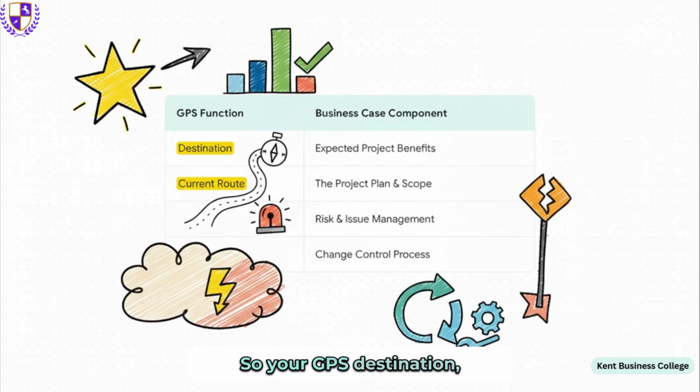So your GPS destination? Well, that's the project's benefits, the value you're supposed to deliver. The current route is your project plan and scope. Those annoying traffic alerts that pop up? That's your risk and issue management, warning you about trouble ahead. And rerouting? That's just your change control process, helping you find a new way forward without losing sight of your final destination.